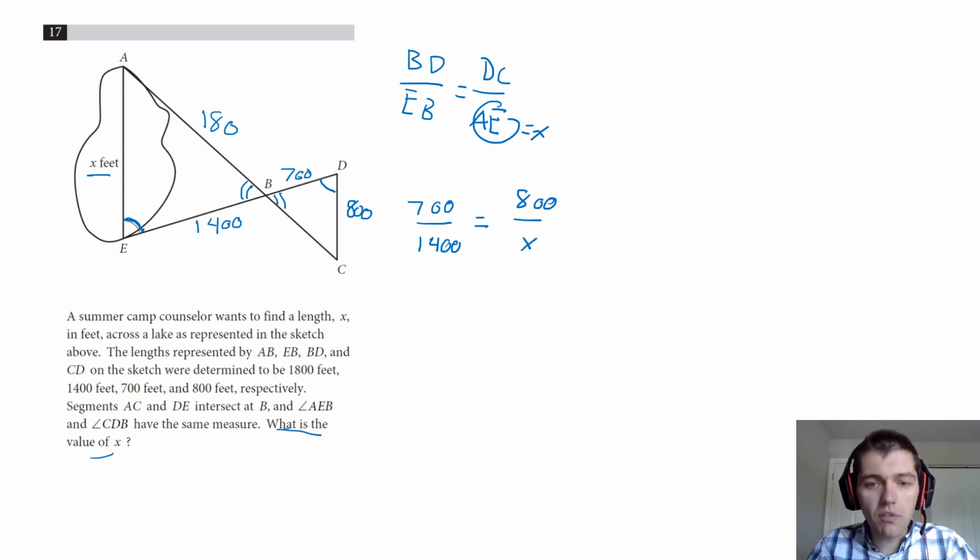And you can go through and solve that, or if you want to save a little bit of time, you can look at it and know that, okay, these triangles are proportional. 700 divided by 1400. 700 is half of 1400, which means that X is going to be twice 800 over here, and that X is equal to 1600 feet. You'll get the same thing if you solve through on that equation.